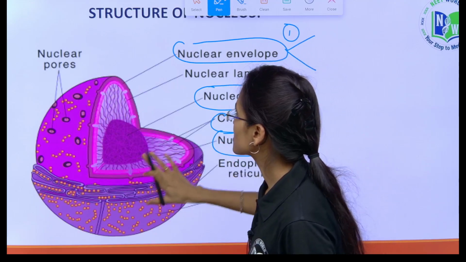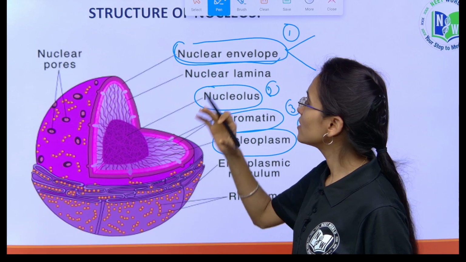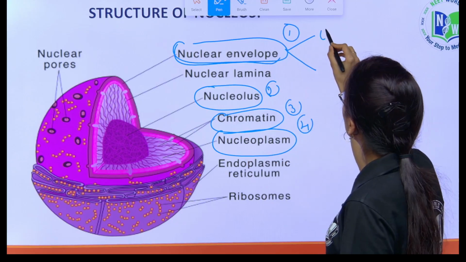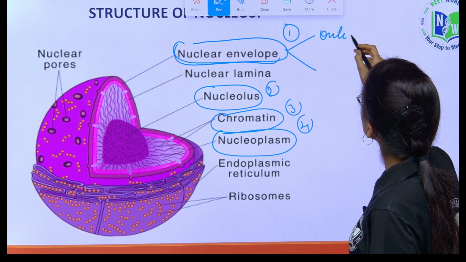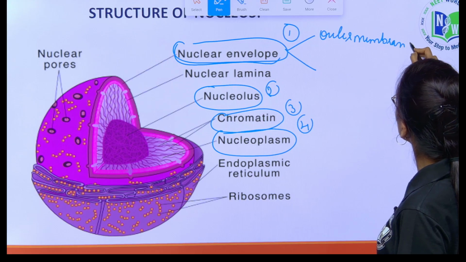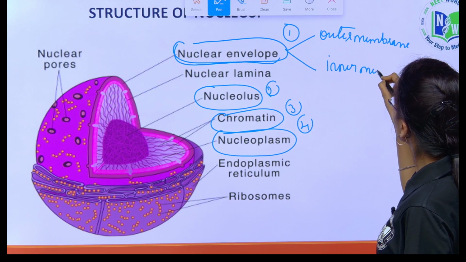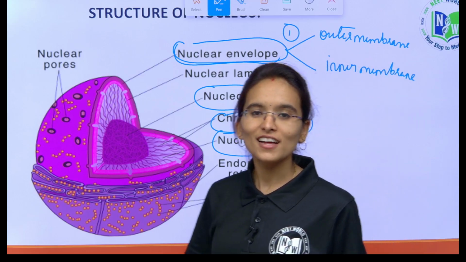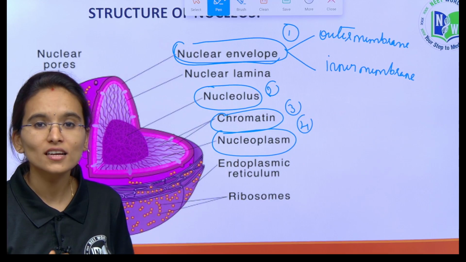See here, this is the structure of a nucleus. We are going to discuss the first general introduction about the nuclear envelope. It contains outer membrane. Okay, it contains what, children? Outer membrane and inner membrane. Okay, it is going to contain the outer membrane as well as the inner membrane. Hence, it is called a double membrane bound cell organelle.